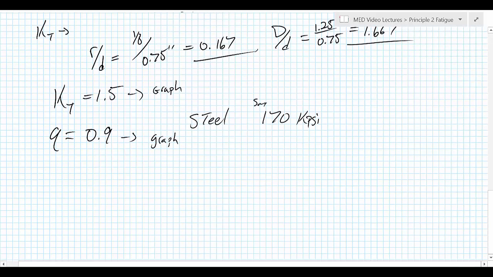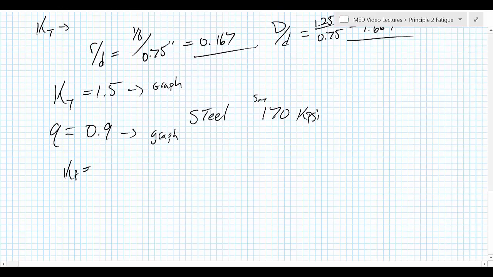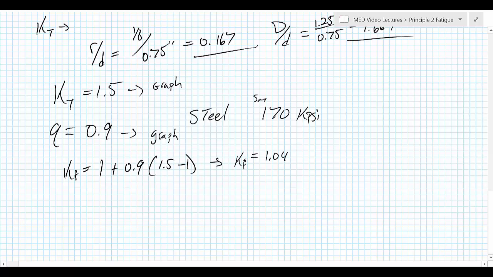And all we need now is to figure out what our fatigue stress concentration factor is. So our fatigue stress concentration factor is 1 plus 0.9 times (KT minus 1), 1.5 minus 1. So altogether, if you compute that, we get a Kf equal to 1.045. Notice this is pretty close to 1. So in general, our KTs, our hypothetical stress concentration factors, are almost always going to be greater, and usually significantly greater, than our fatigue stress concentration factors.